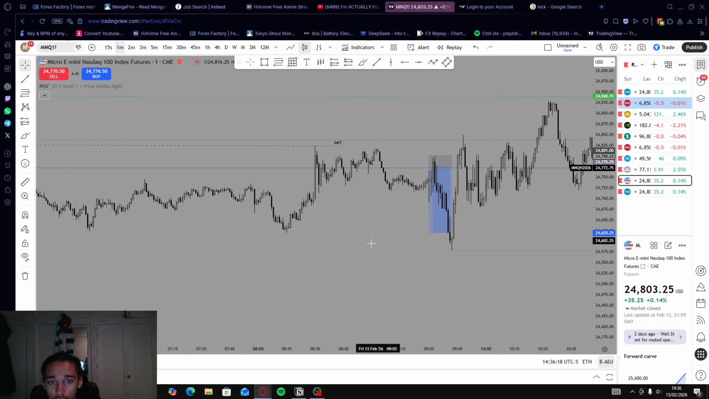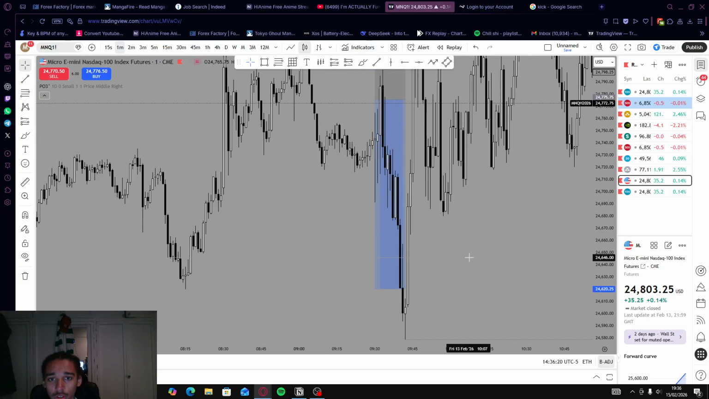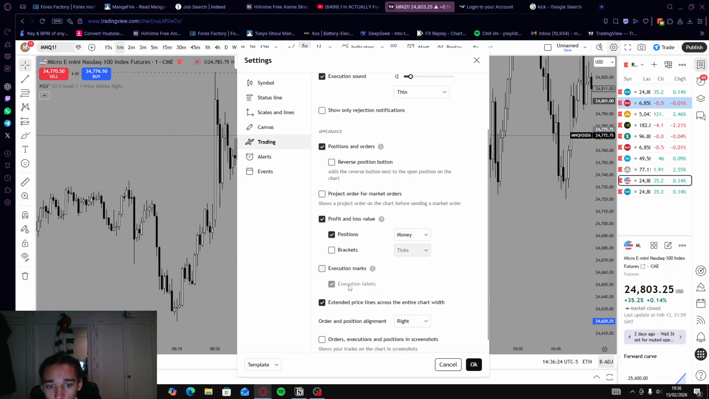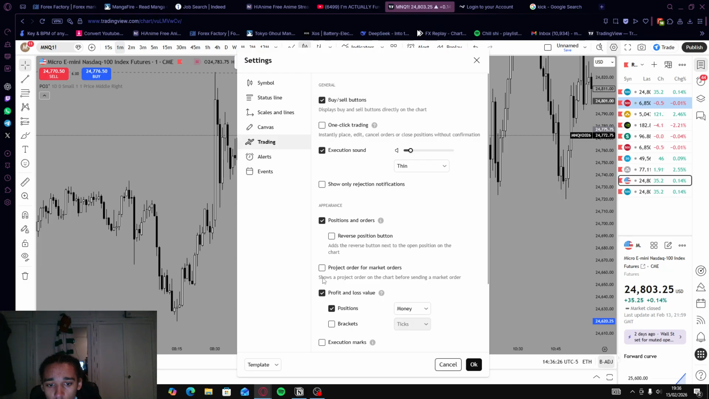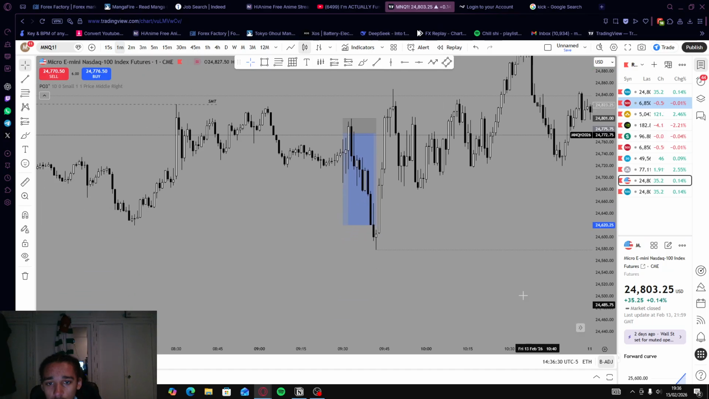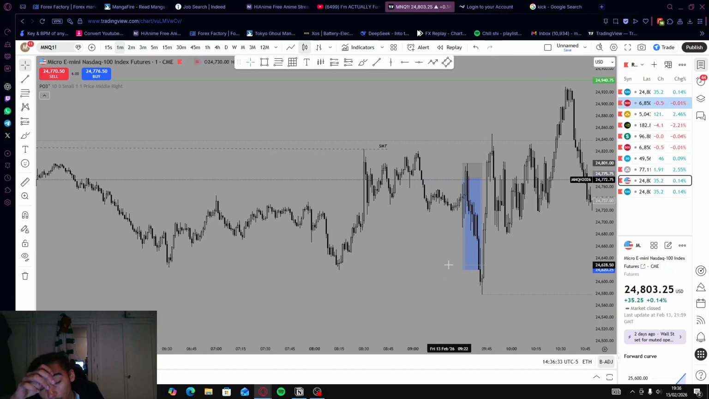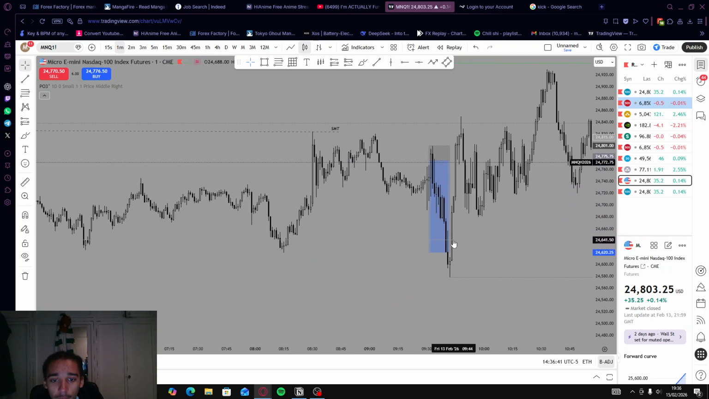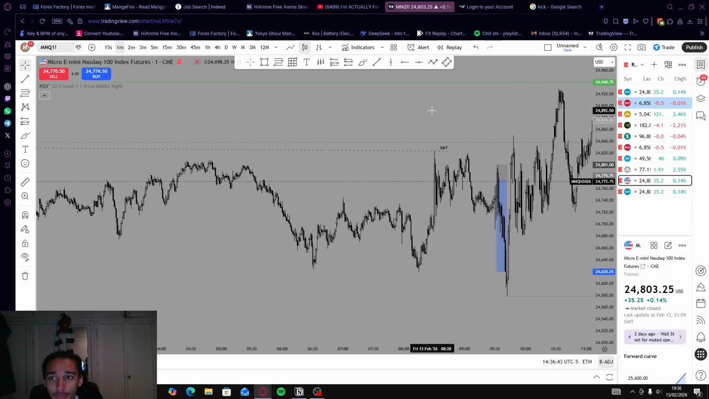Yeah, so anyway, this was the entry I took. I don't know why it's not showing the marks, but I entered on a stop. Like I had a stop, so when price comes back down, you get entered here.